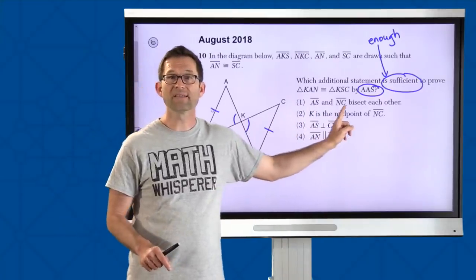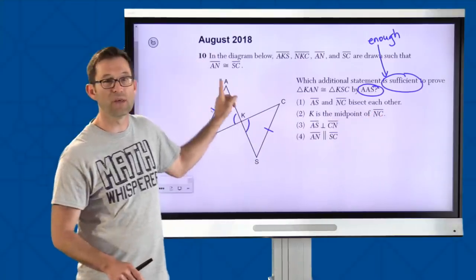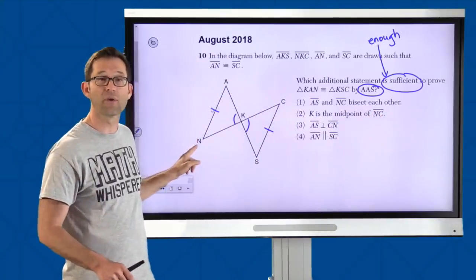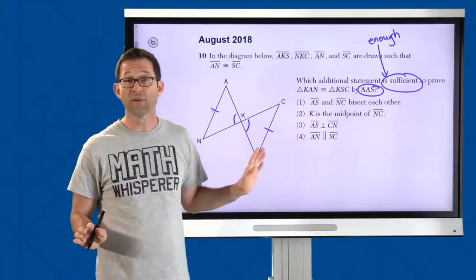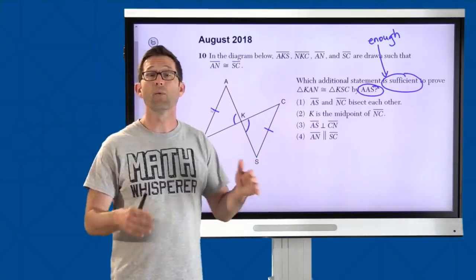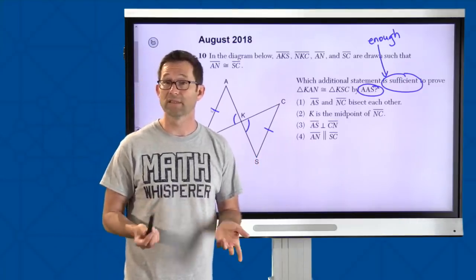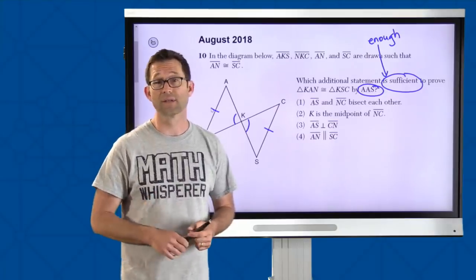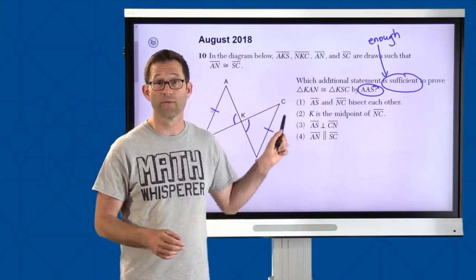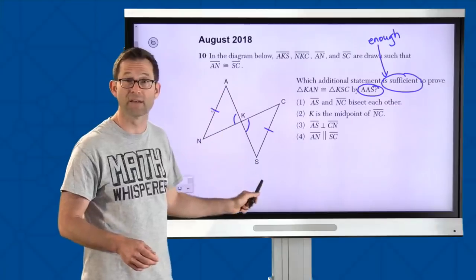Well, it says AS and NC bisect each other. So these two segments cut each other in half. Now, that would be enough to know that the two triangles are congruent, but it would be enough to know that they're congruent by side, side, side, or side, angle, side. Either one of those would work if we knew that these two segments bisected each other.